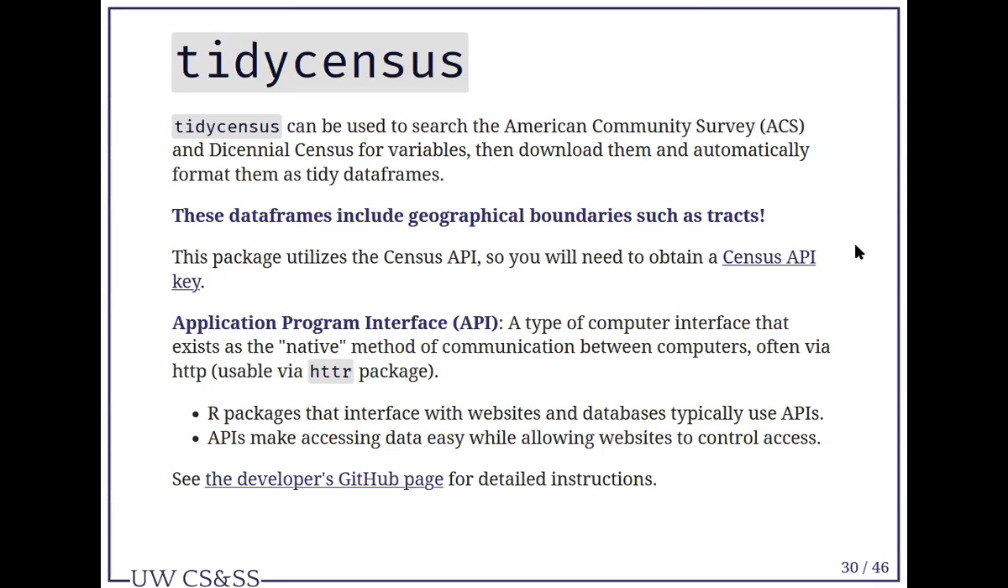An API, I don't know if we talked about APIs thus far. I don't think we have. An API is an application program interface. It's a type of computer interface that exists as the native method of communication between computers, often via HTTP, usable via the httr package in R. R packages that interface with websites and databases typically use APIs. APIs make accessing data easy while allowing websites to control access to that data.